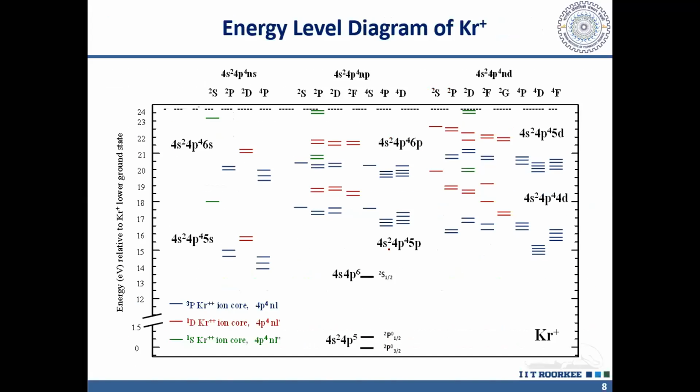So this is the energy level diagram of the krypton plus ion. This is the ground state of krypton plus, and these are the excited states that we have considered in the present calculation. The krypton plus ion exhibits huge fine structure splitting due to relativistic effects such as spin-orbit interaction and jj coupling. Any 4s2 4p4 ns excited state has 8 fine structure levels, an np excited state has 21 fine structure levels, and any nd excited state has 28 fine structure levels. These are the fine structure levels we have considered in our present calculation.